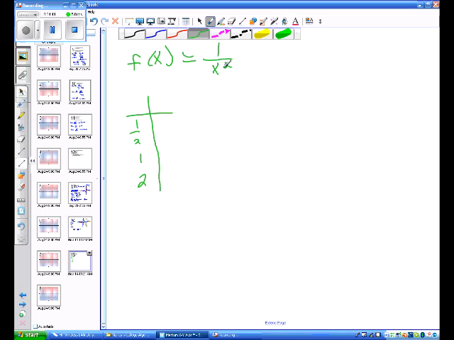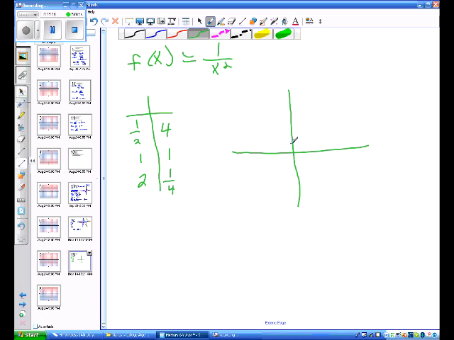So this 1/2 squared, we would do that first. So 1/2 squared is 1/4, and then we would want the reciprocal of it. So it would be 4. 1 squared is 1, the reciprocal is 1. 2 squared is 4. The reciprocal is 1/4. So it's just going to change our y values as we go through and do that.